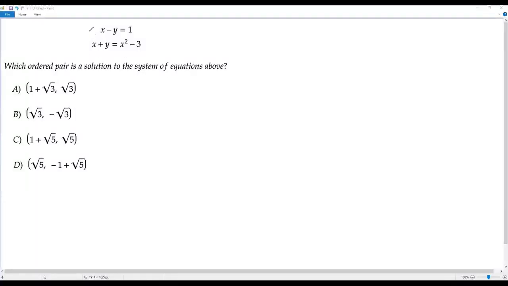Here we have a SAT math question. There is a system of equations given over here. Which ordered pair is a solution to the system of equations above? Okay, now we have to solve the given system for x and y.